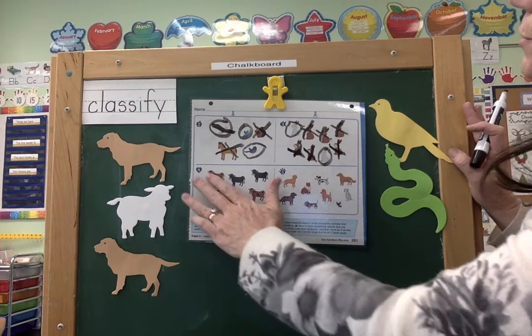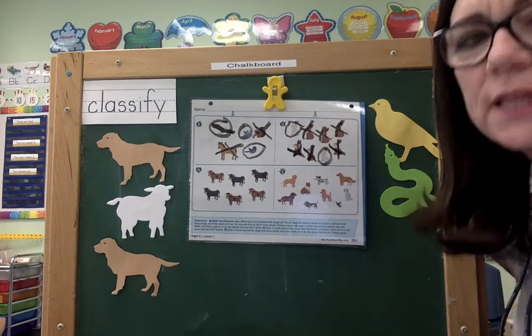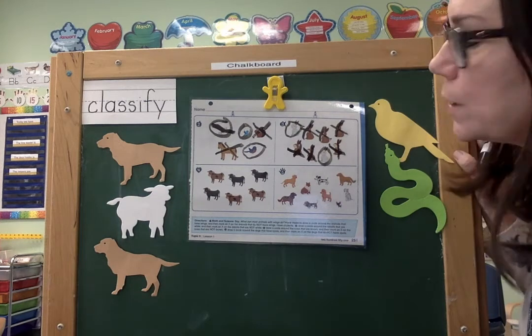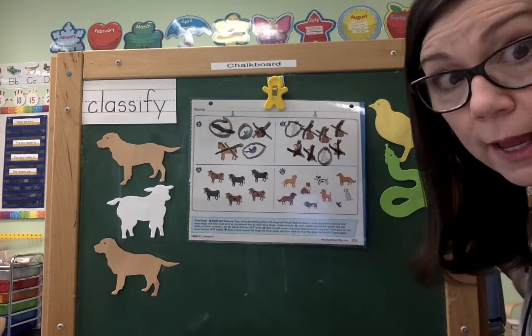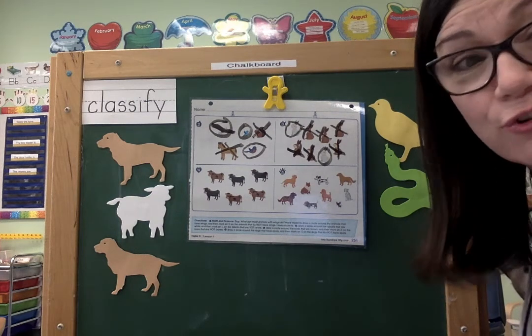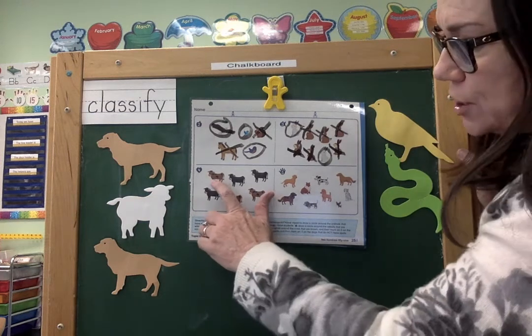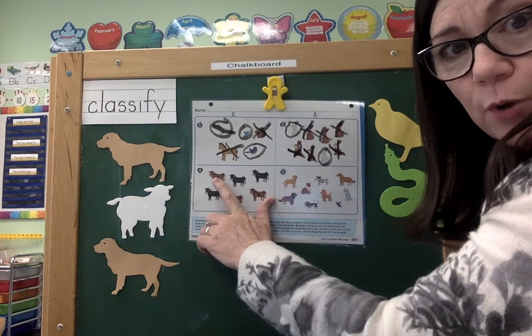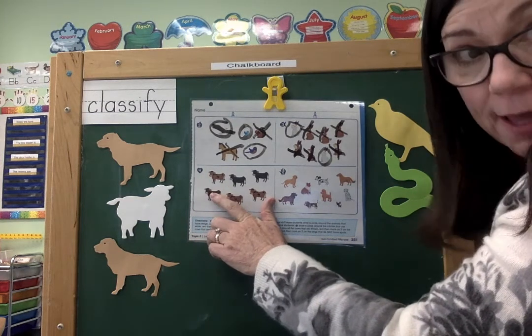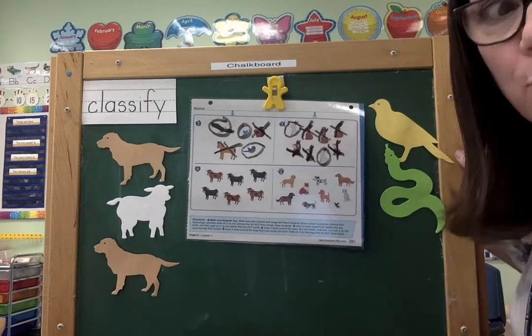Now we're going to move down to the cows. So how are we going to classify these cows? We're going to circle the cows that are brown and put an X on the cows that are not. And just for clarification, this is a brown cow. That is a black cow. So we're looking for brown cows.